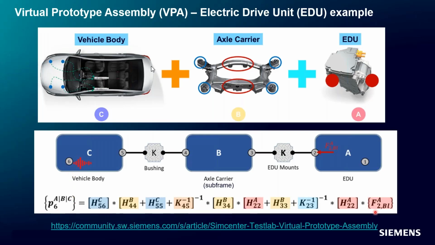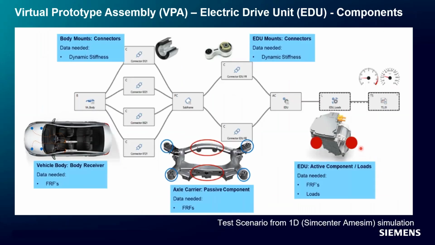There is some complex math involved here, and because there is a process of inversion involved, you want to collect good quality FRF data. But using the virtual prototype assembly, this whole thing can be represented in the form of what are called components. So again, we have the EDU, the subframe, and the vehicle.